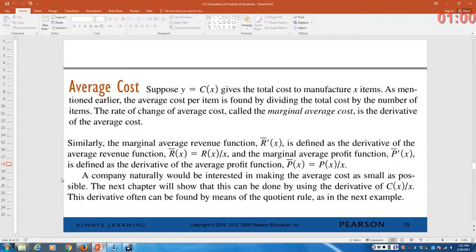And by the same idea, then your average revenue per item is going to be revenue divided by how many items, or profit divided by how many items, to find the average function. The marginal average function is the derivative of the average function. But you have to remember to divide the original function by X first to get your average function.